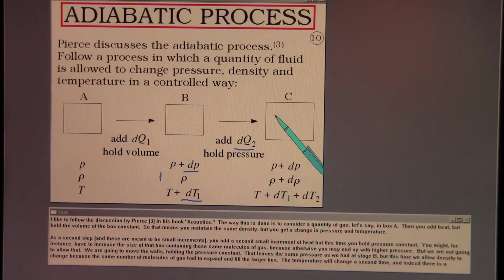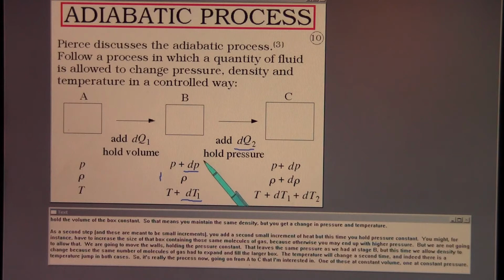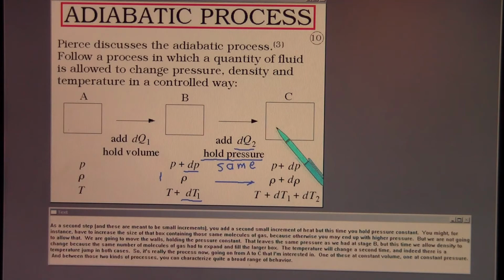You might, for instance, have to increase the size of that box containing those same molecules of gas, because otherwise you may end up with a higher pressure. But we're not going to allow that. We're going to move the walls holding pressure constant. That leaves the same pressure as we had at stage B, but at this time we allow density to change because the same number of molecules of the gas have now had to expand and fill a larger box. The temperature will change a second time, and indeed there's a temperature jump in both cases.